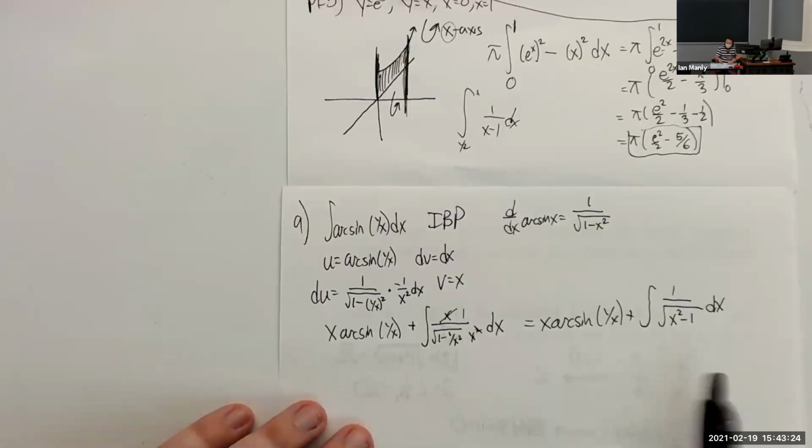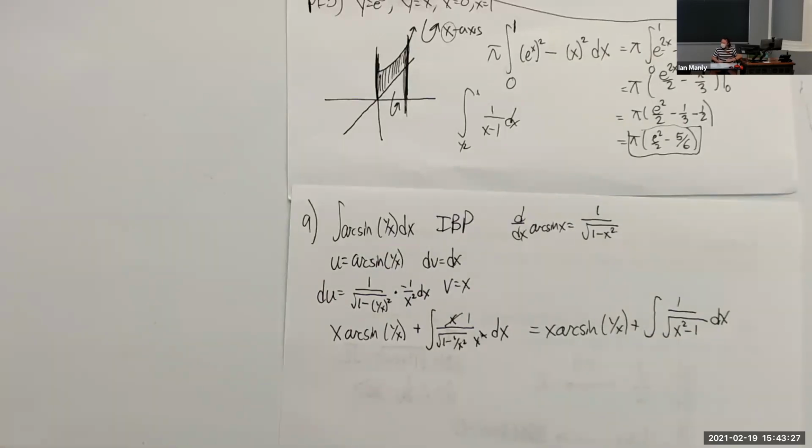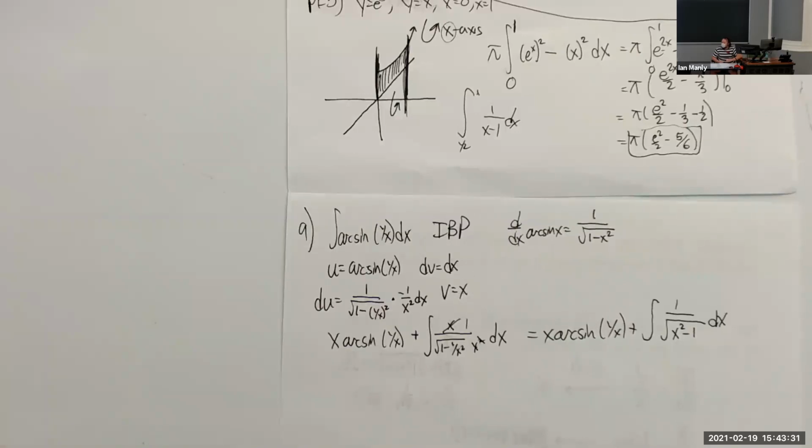Okay, so now our problem becomes that we need to integrate 1 over the square root of x squared minus 1. What method should we use to do that? Does anyone know what method might be good here? See a trig sub. Yeah, that's right. We're going to use trig sub here.